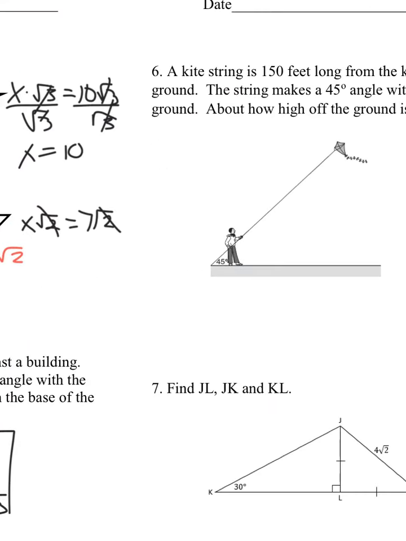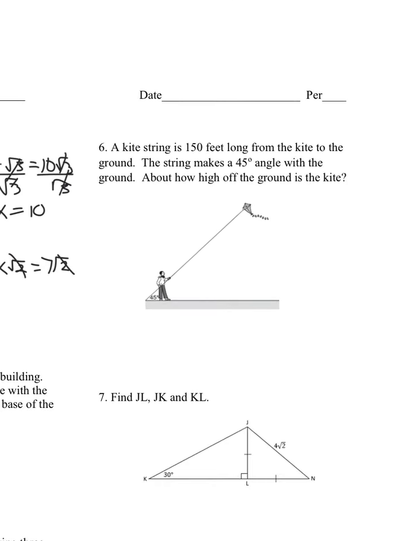Okay, we'll move up here. Number 6, a kite string is 150 feet long from the kite to the ground. And that is the length of the kite string, make sure you realize that, 150 feet. The string makes a 45-degree angle with the ground. It's already written there about how high off the ground is the kite. So we'll use a variable. We'll call it m to be different. Okay, wow, obvious choice would have been h, wouldn't it? Height.